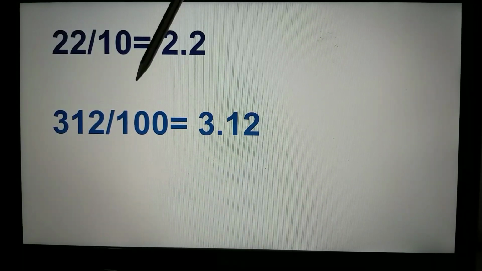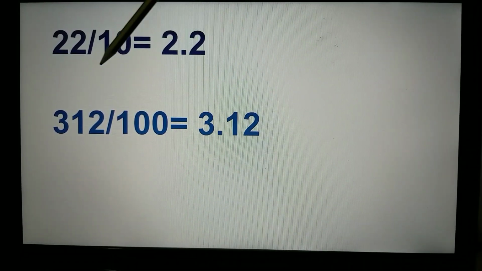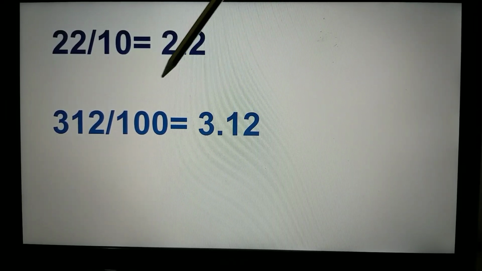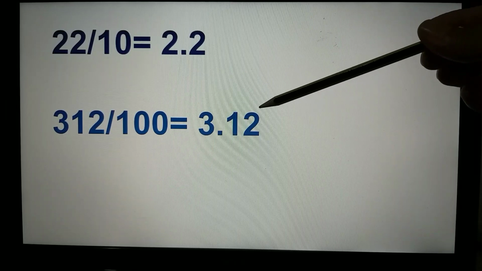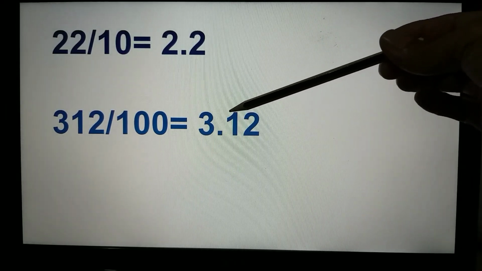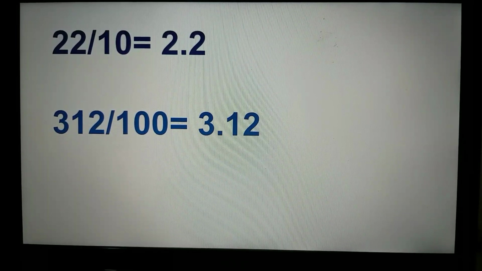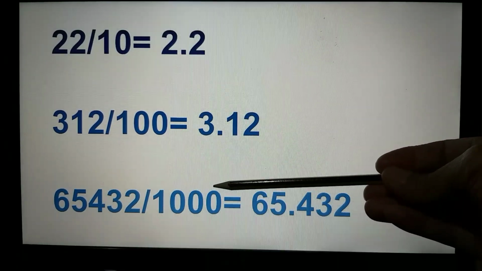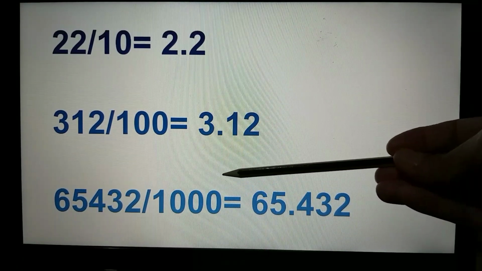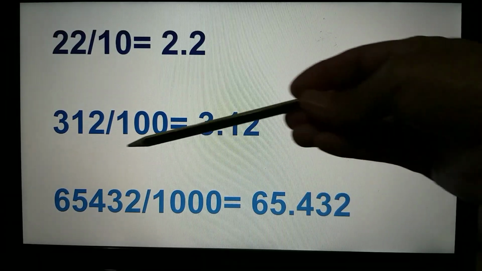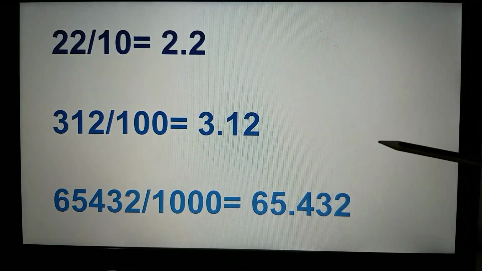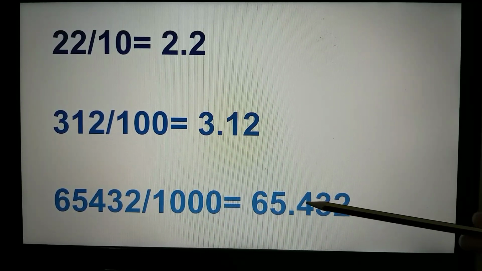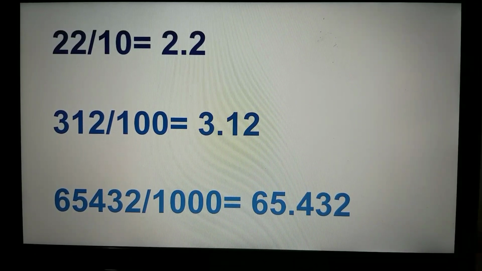In the next example, there are two zeros. So we put the decimal after two digits and eliminated the denominator. So from right to left, 1, 2, and then decimal. In this example, there are three zeros in the denominator. So we will put the decimal in the numerator after three digits from right to left. So 1, 2, 3, and then decimal.